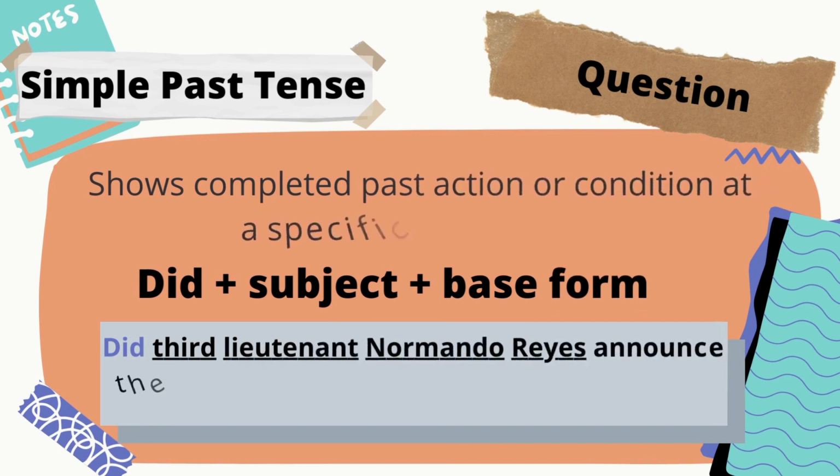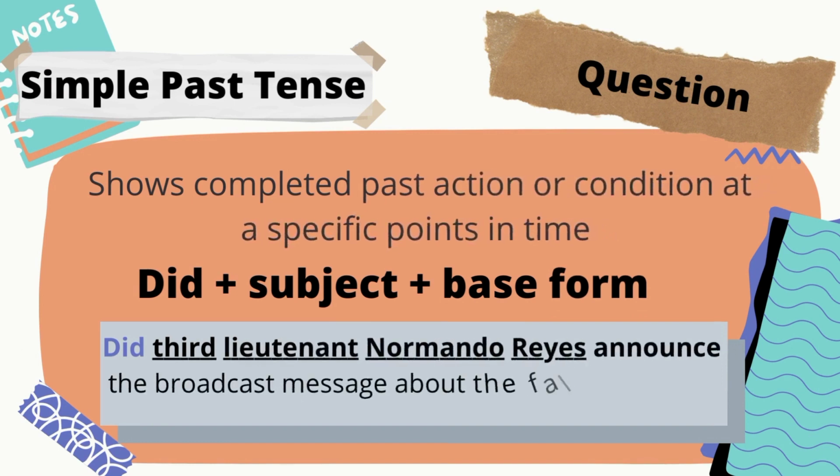Here's another sample of an interrogative sentence in simple past form. Did 3rd Lieutenant Normando Reyes announce the broadcast message about the fall of Bataan on April 9, 1942? Again, the sentence follows the formula did plus the subject 3rd Lieutenant Normando Reyes plus the base form of the verb announce.